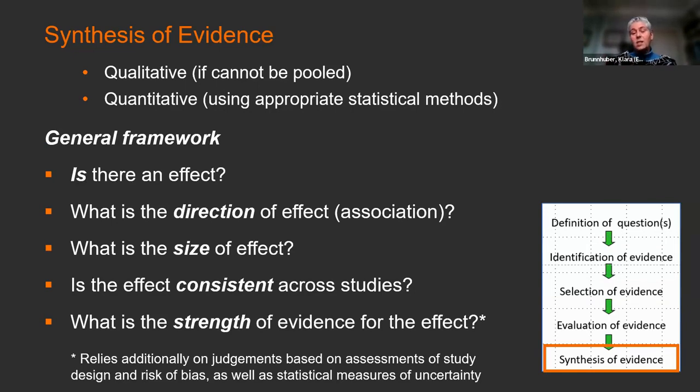And also, in case of a systematic review where you have several studies, do these study results show in the same direction? So do they all favor the intervention or favor the comparison? Or is there inconsistency between these different studies? And then at the end of it, looking at the strength of the evidence for the effect across the studies. And this is something that we can look at in a bit more detail next, because this is a judgment that is based on the study design, on the risk of bias of the individual studies, and then additional measures of uncertainty.